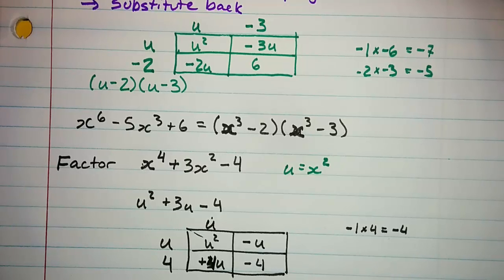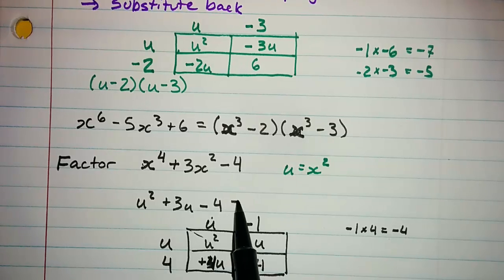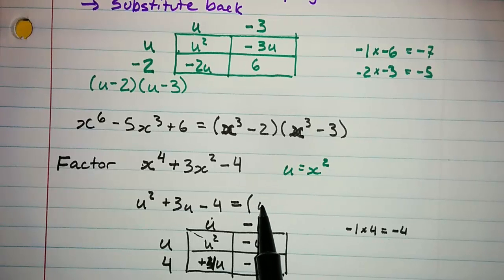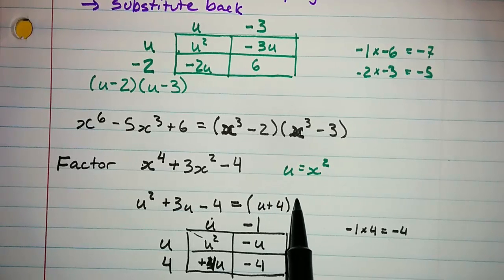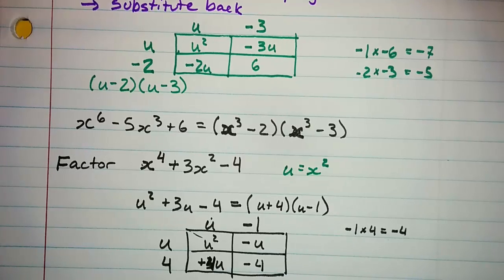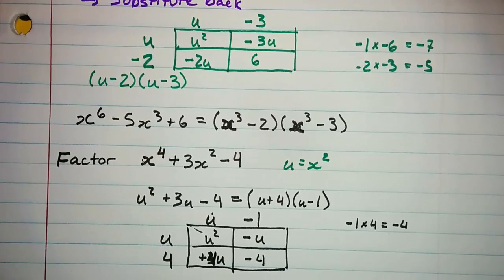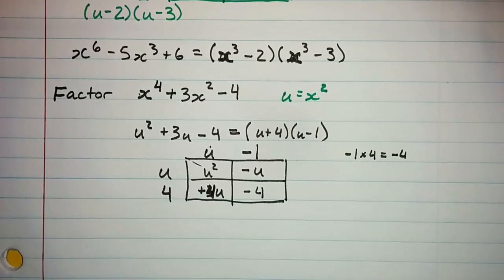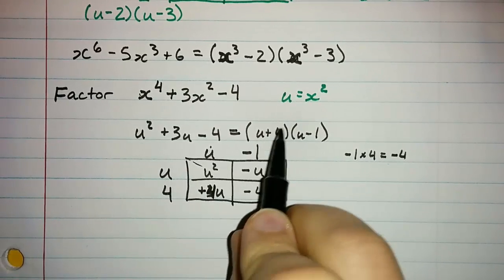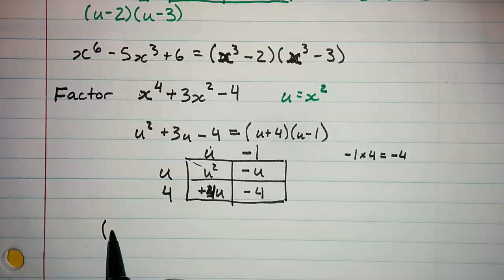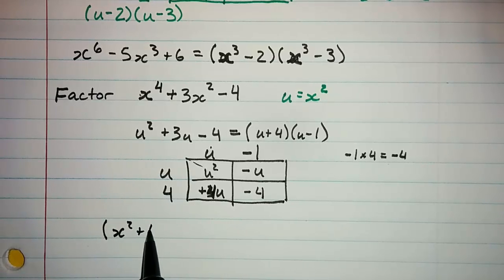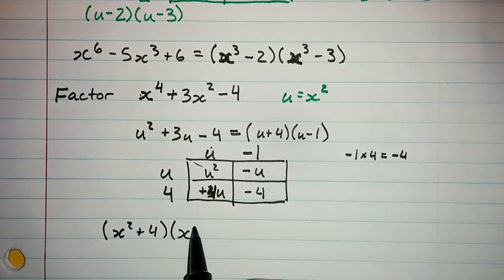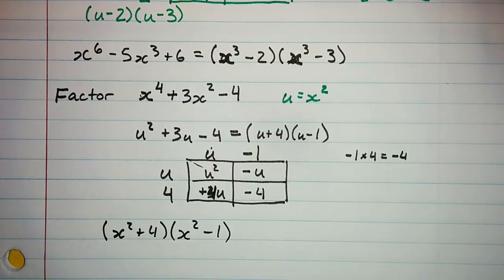U times what is negative u? U times negative 1 is negative u. Negative 1 times 4 is indeed negative 4. So this factors as u plus 4 times u minus 1. I'm not finished yet though, right? I still have to substitute back. I'll have u, remember, is x squared. x squared plus 4 times x squared minus 1.